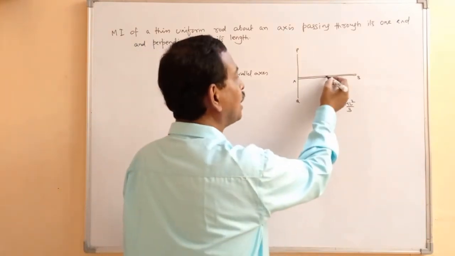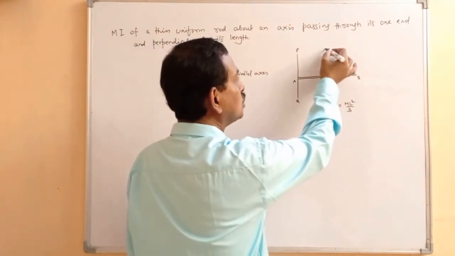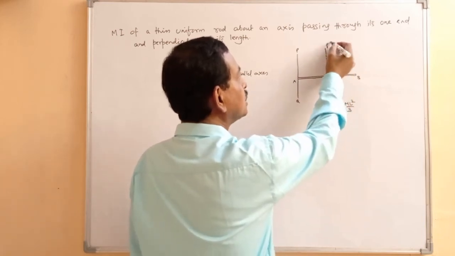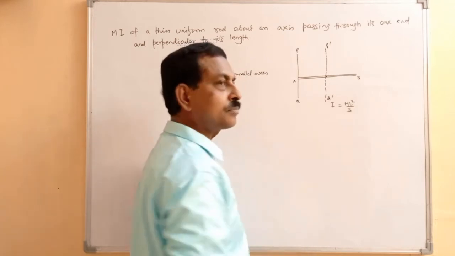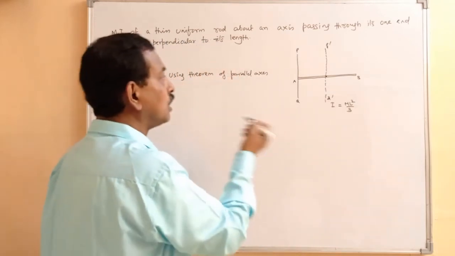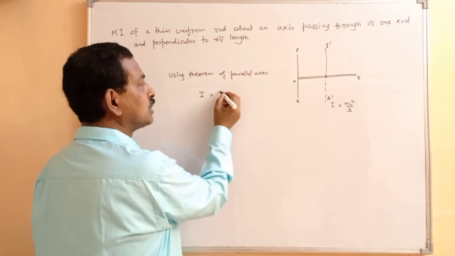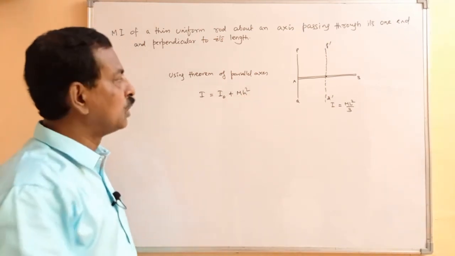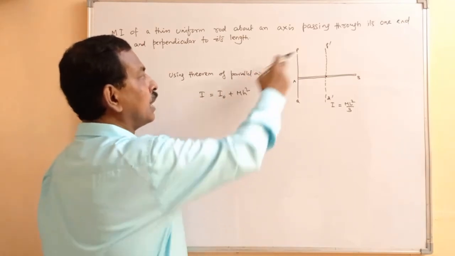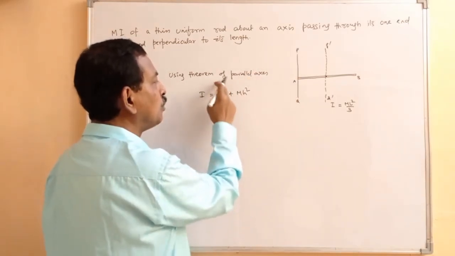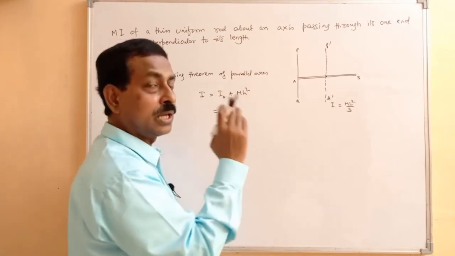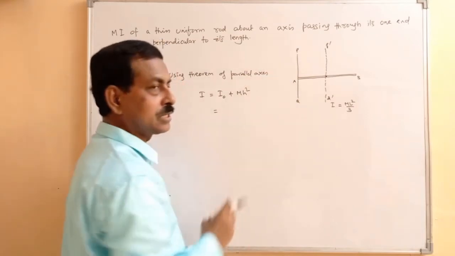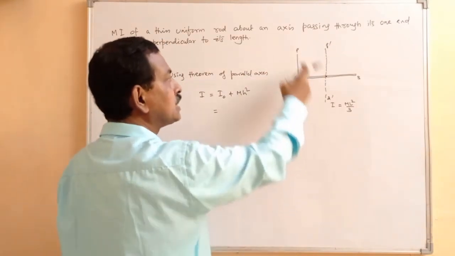So we'll take a parallel axis passing through its center of mass. Suppose this is the axis passing through its center of mass, this is your P dash Q dash. What is the basic formula? I equals I naught plus mh square. We want the moment of inertia about PQ, so we'll take the moment of inertia about its center of mass, about an axis which is parallel to the given axis. So this P dash Q dash is parallel to PQ.